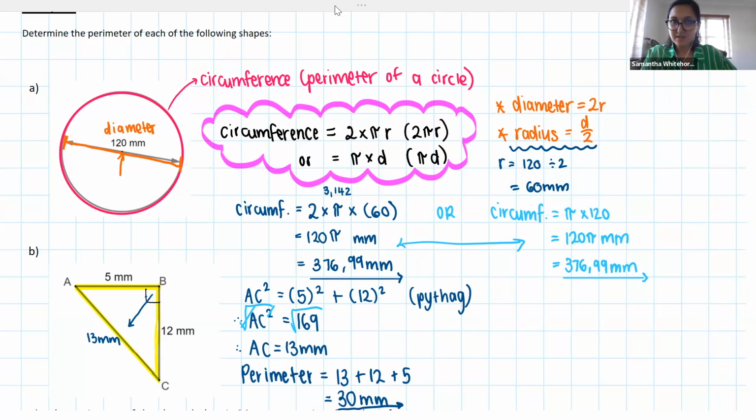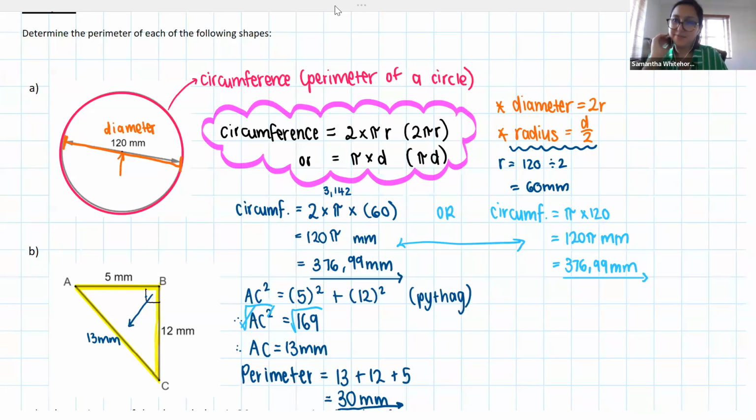I just want to ask for A, the circle, you said 2 times pi times 60 in brackets, since 120 divided by 2 is 60. And then why did you put 120 again under 2 times pi times 60? If you type 2 times pi times 60 on your calculator, the answer it gives you is 120 pi. So that's why I've written 120 pi. The 120 comes from the 2 times 60.